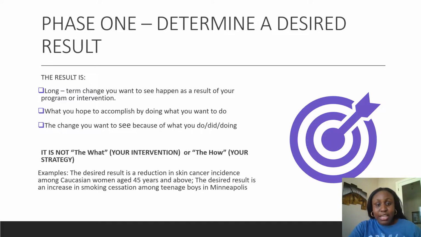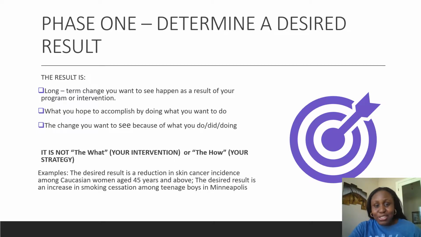reduction, increase. Note the target population: Caucasian women aged 45 and above. You don't want to have a desired result that covers everybody or that's not specific, because then you would not be able to measure it. So take this example, look at your desired results and see if it's missing any of these factors. And be sure, again, it is not what you are doing.